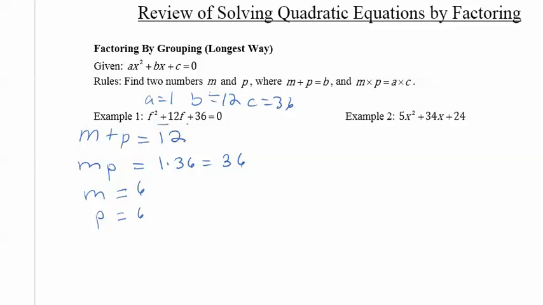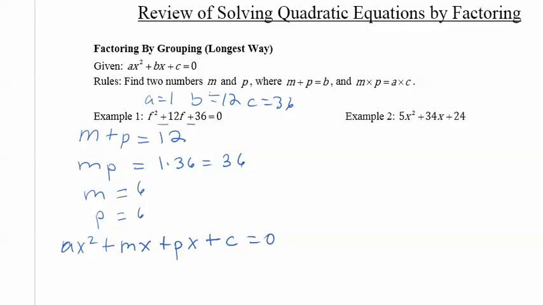And since all of the terms are positive, I know that both of those sixes will be positive. So now I'm going to rewrite the original function in this form: ax squared plus, and instead of bx, I'm going to separate it into my two new terms, m and p. So plus mx plus px. Actually, I'm not going to put the numbers in yet. I'm just going to rewrite it in the form that it should be in: ax squared plus mx plus px plus c is equal to 0.